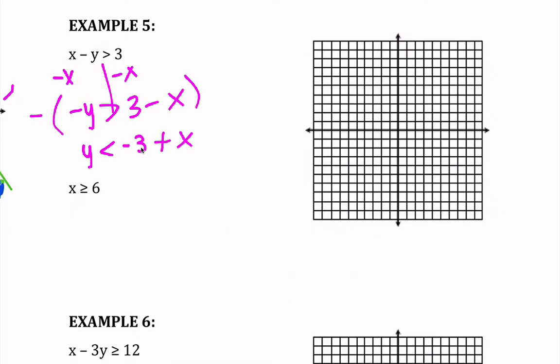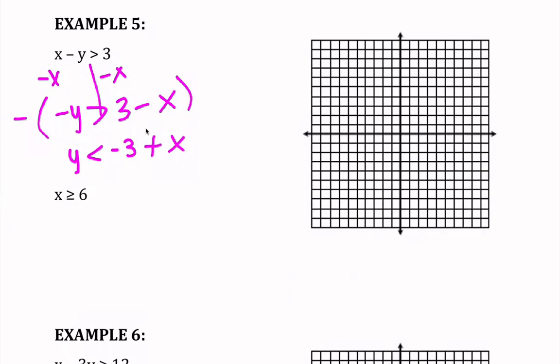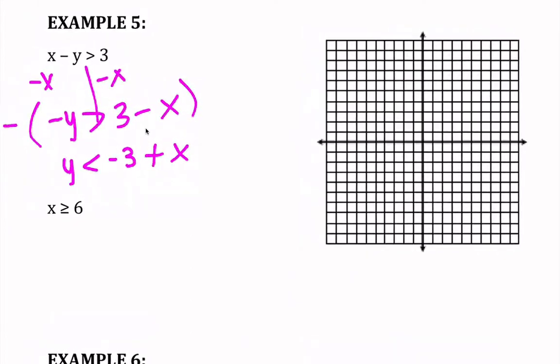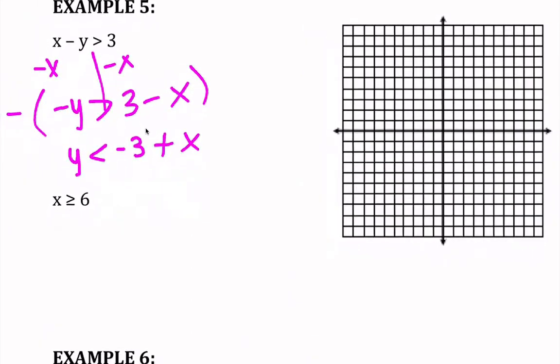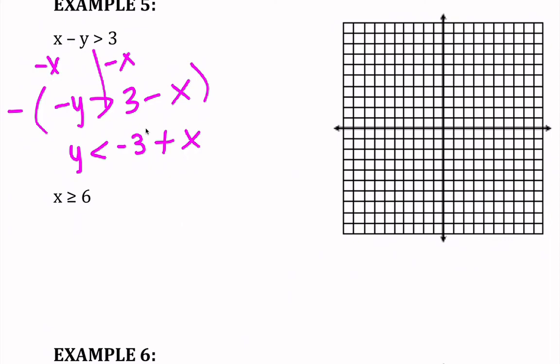So now I can graph it. My y-intercept is negative 3. My slope is the number in front of x. Well, that's a 1x, so my slope is 1, so 1 over 1, which means from here I need to go up 1 over 1. Up 1 over 1.